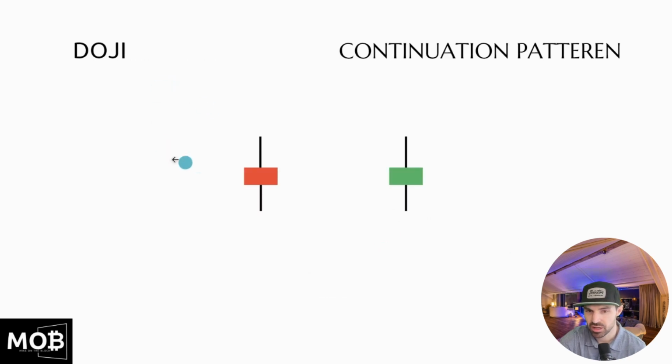So these are just dojis, very similar to the last two I just showed you. Basically the open price and close price are very close together, and the wicks could be long, and it's just showing indecision in the market. These are associated with a continuation pattern.